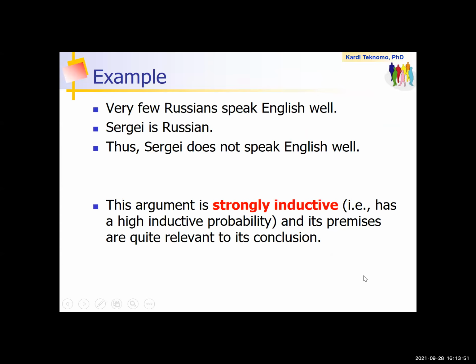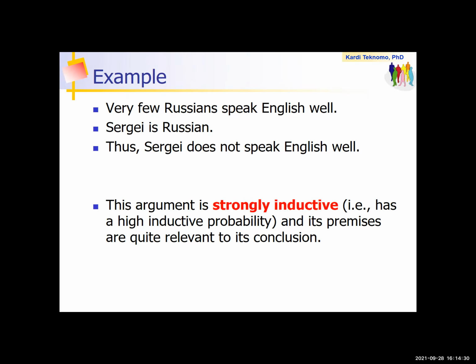Okay, let's take an example here. First, very few Russians speak English well. True, right? Sergey is Russian. Thus, Sergey does not speak English well. So this argument is strongly inductive, okay? It has high inductive probability, and the premises are quite relevant to the conclusion. So this is strong inductive.